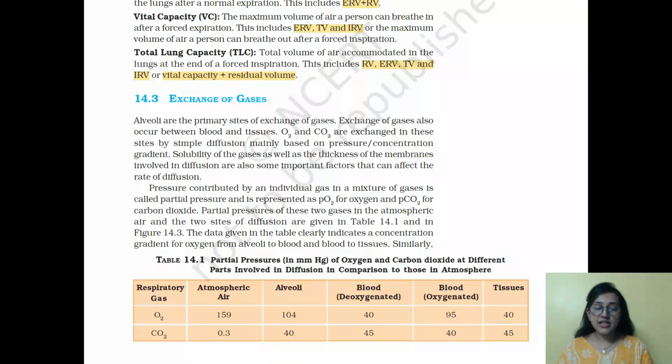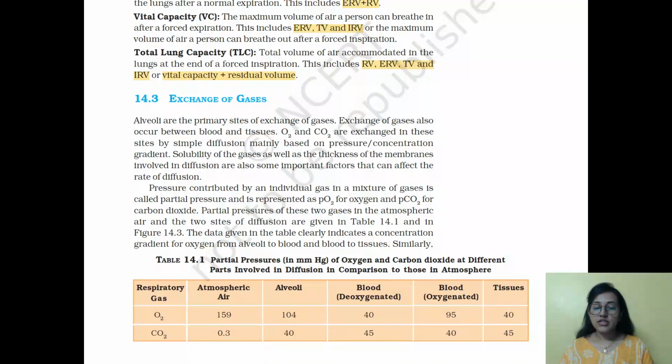In case of carbon dioxide, the partial pressure in atmospheric air is 0.3 millimeter mercury. In alveoli, it is 40 millimeter mercury. In deoxygenated blood, it is 45 millimeter mercury. In oxygenated blood, it is 40 millimeter mercury, and in the tissues again, it is 45 millimeter mercury.